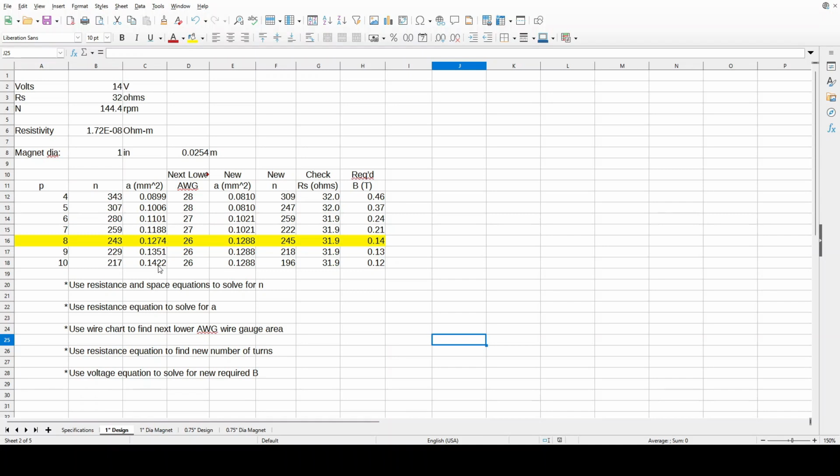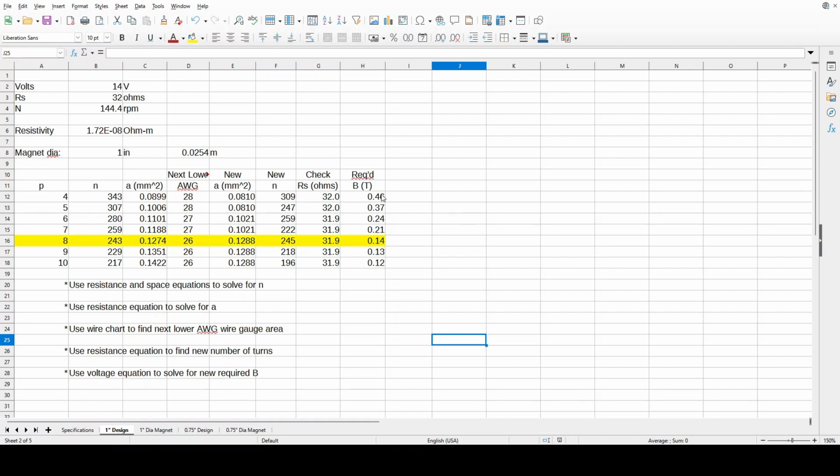And then I take this area that we calculated and look at different wire gauges that have an area that's either equal to or below, and I called this one essentially equal to. And so this is the new areas based on standard wire gauges. And then I can go back, use the resistance equation to calculate a new number of turns. And then this is just a check for the resistance to make sure it's working all right. And then using the voltage equation, I can calculate the strength of the magnetic field that's required to get the voltage where we want it.